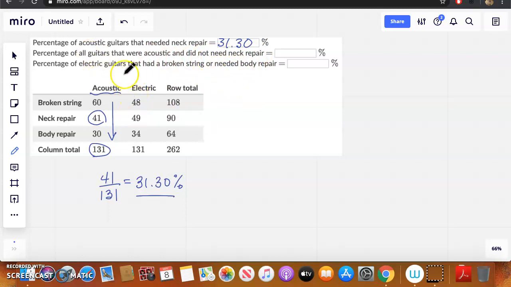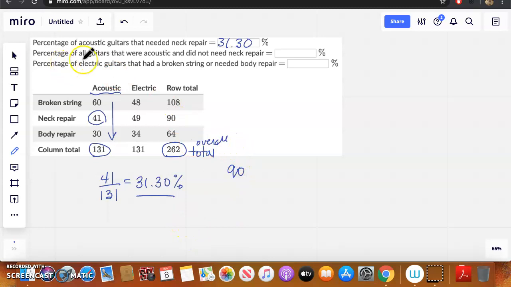Percentage of all guitars. So now we have to look at all guitars. So out of all the guitars, this is our overall total, correct? That's the overall total. Overall. So out of all of the guitars that were acoustic and did not need neck repair. So how many were acoustic which didn't need neck repairs? So only 41 needed neck repairs. So 60 plus 30, 90 did not need neck repairs. So 90 did not need neck repairs, right?